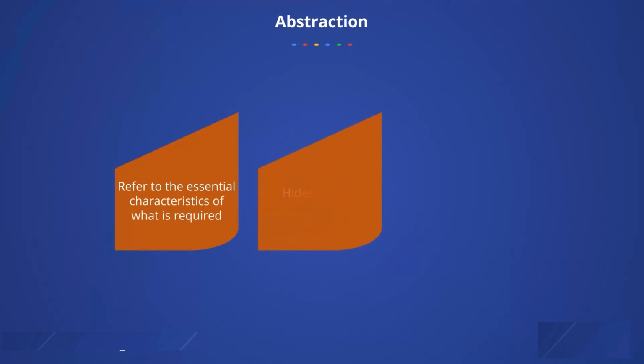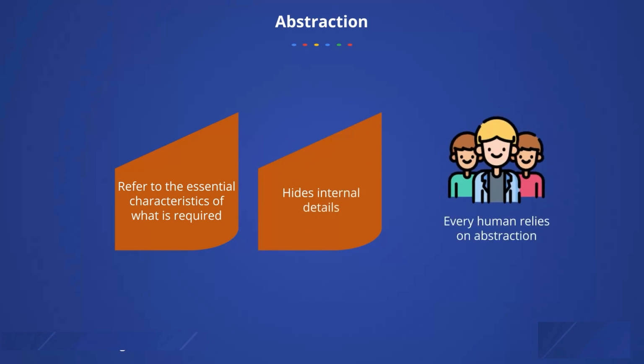So internal details which are not necessary will be hidden. And believe me, every human relies on abstraction for everything. There is not one thing you can say you know end to end. Everything, starting from the way you wear a t-shirt, we rely on abstraction.